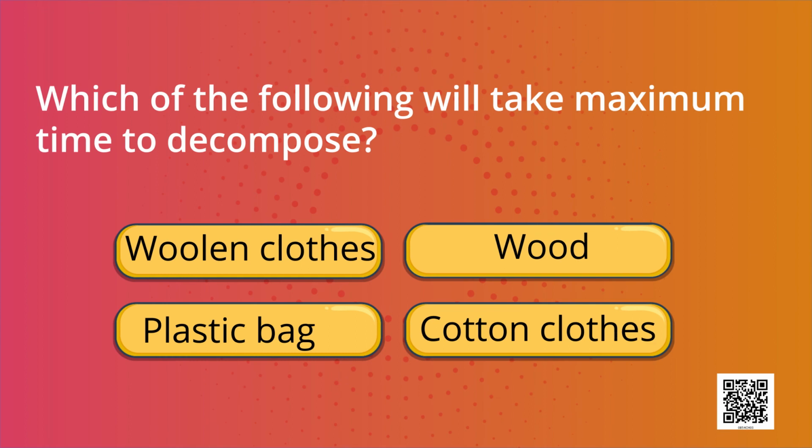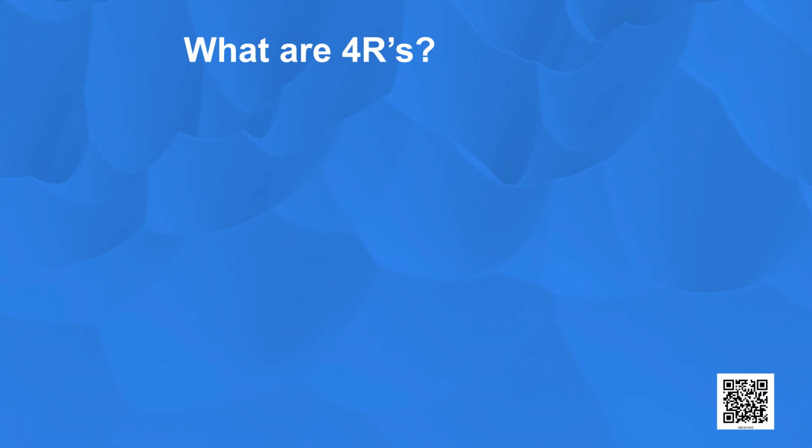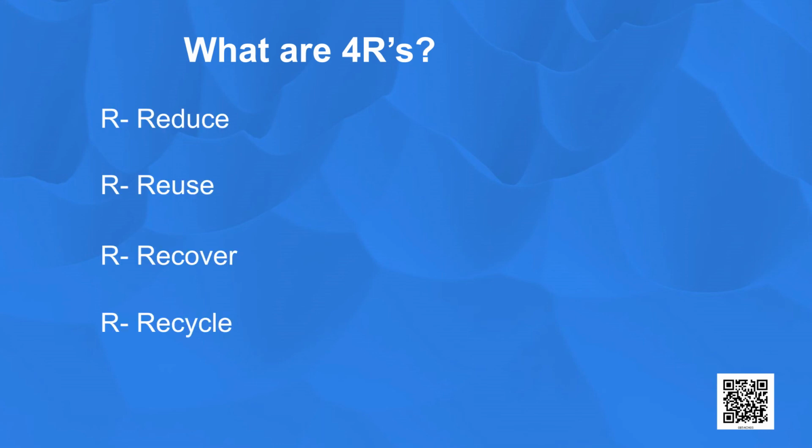Next question: which of the following will take maximum time to decompose or degenerate? Options are woolen clothes, wood, plastic bag, cotton clothes. And the answer is plastic bag will take maximum time to decompose. Now the next question: what are 4 R's? And the answer is, first R is reduce, second R is reuse, third R is recover, and fourth R is recycle.